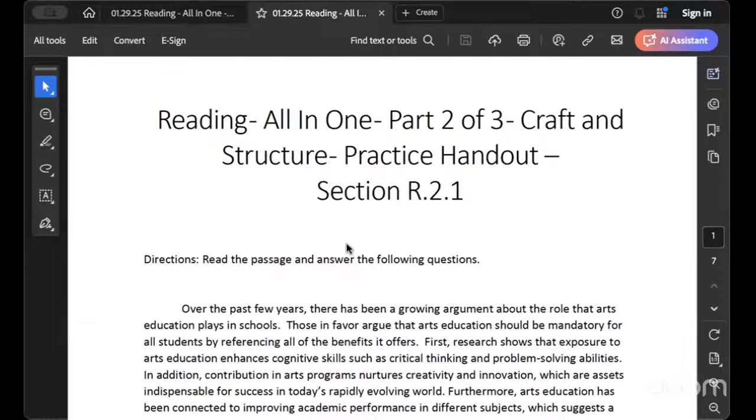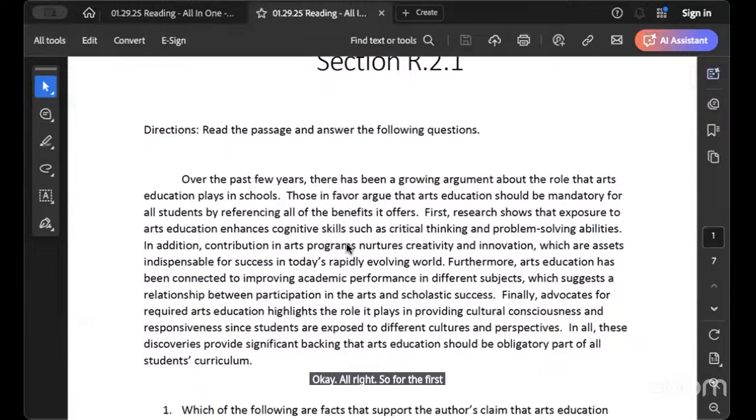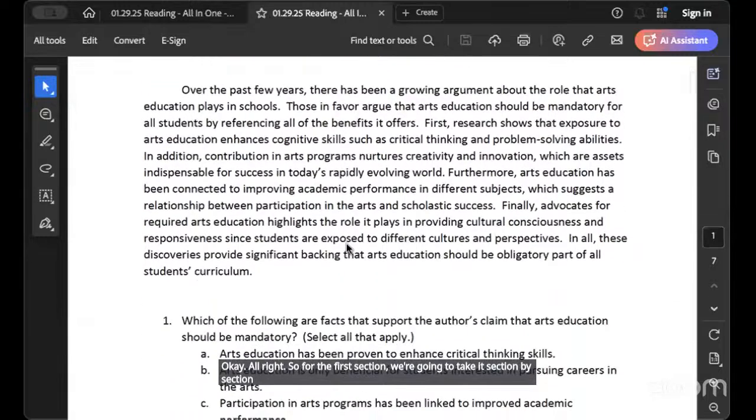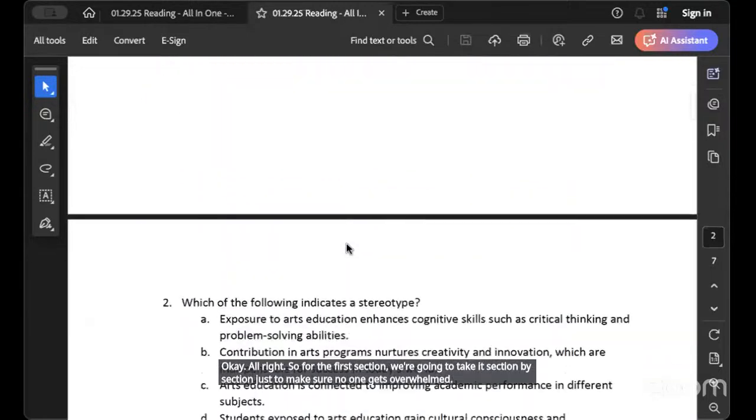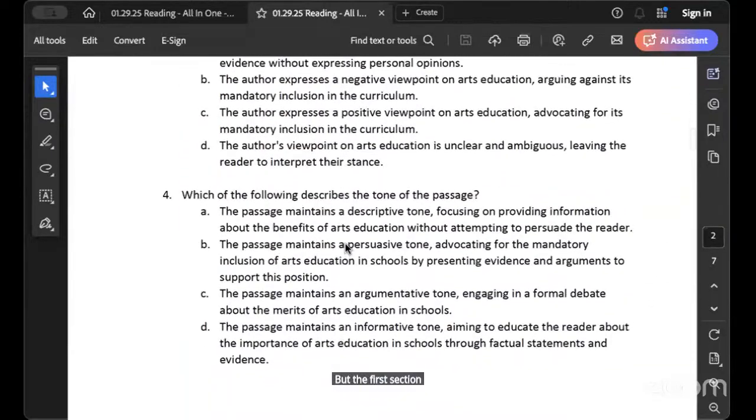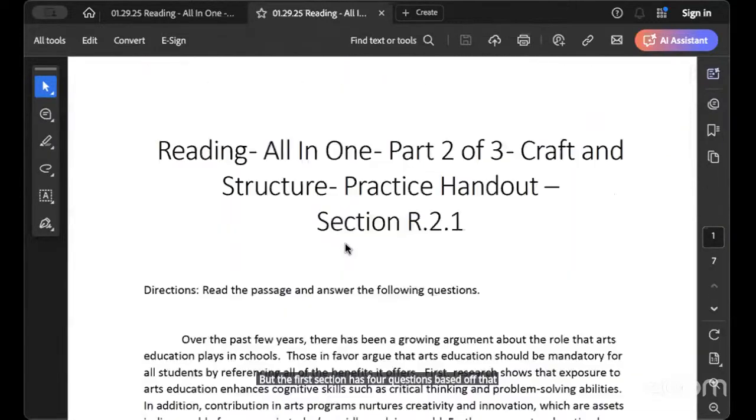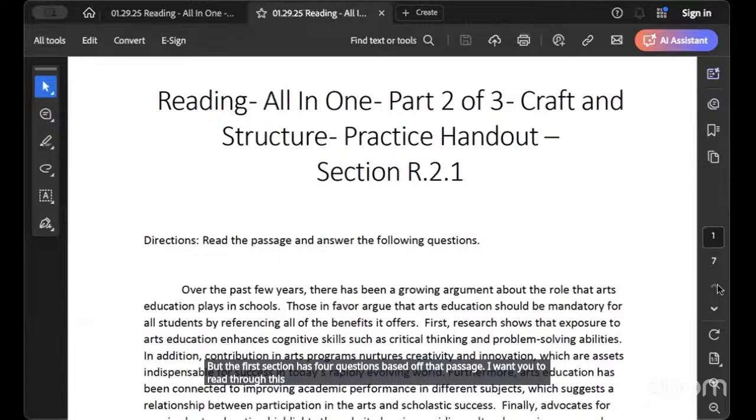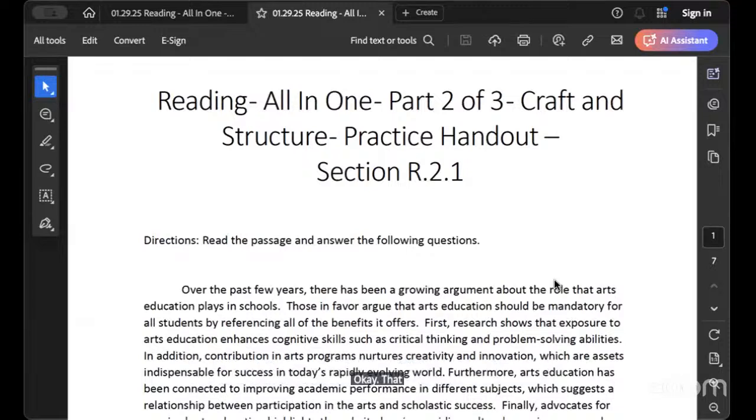Okay. All right. So for the first section, we're going to take it section by section just to make sure that no one gets overwhelmed. The first section has 4 questions based off that passage. I want you to read through this and give me your answers. Since there's 4 questions, I'm going to put 4 minutes on the timer. We'll come back and check. That way you've got time to read it and answer each question.